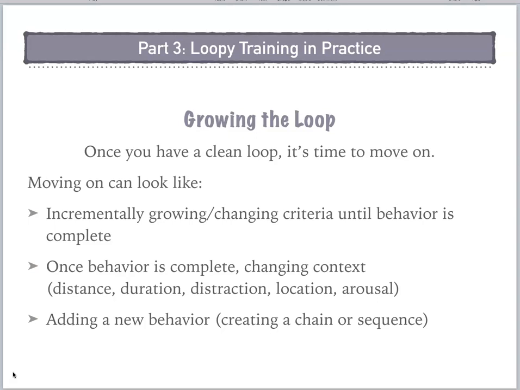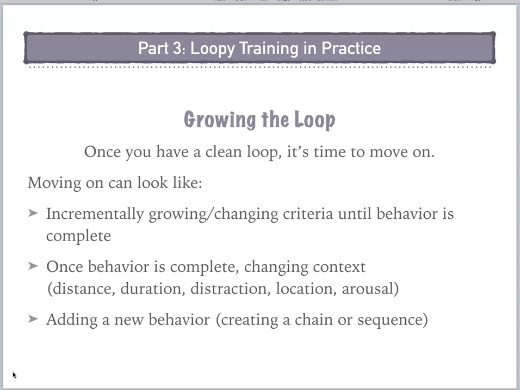Now, once we get to the point where we have the end behavior, then we can start to grow the complexity even further by changing the context. So let's say I've got a nice clean loop of Griffin being able to down with me standing behind him. Now I can start to add distance, duration, distraction, change the location, and increase the stimulating environment that he's in.